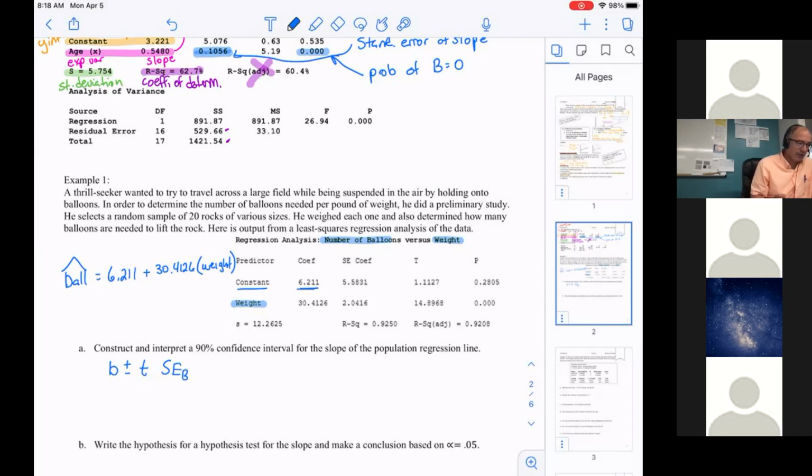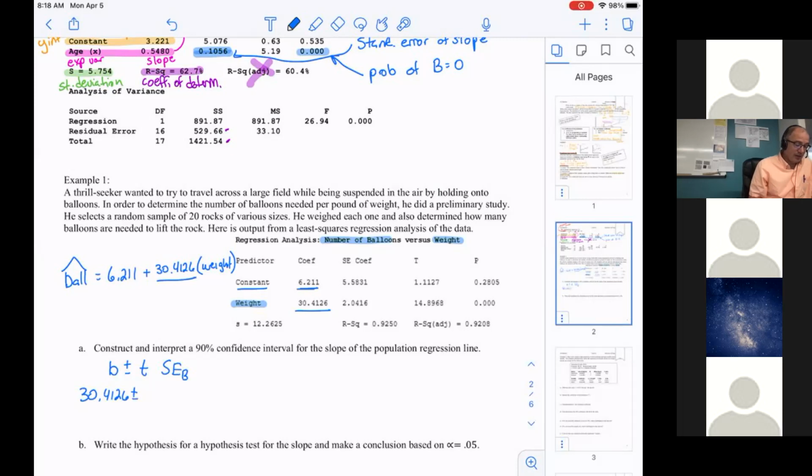So it works exactly like any other confidence interval. We're going to start with a point estimate in the middle. Well, that's going to be the constructed slope. The constructed slope that we did here is going to be this guy right there. So we're going to start out with 30.4126 plus or minus.